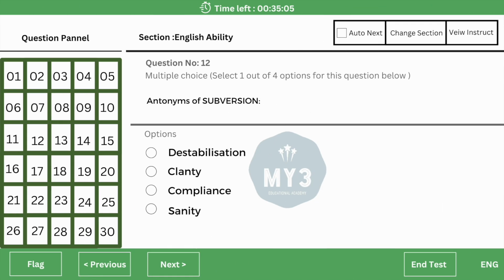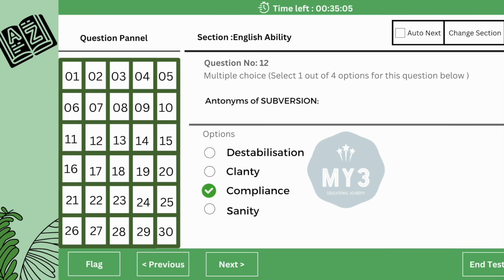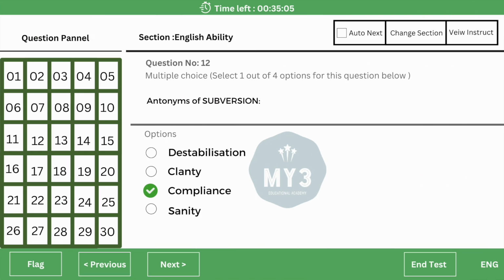If you look at the antonym of subversion, the question is what is the antonym of it. Subversion is basically troubleshooting, or we can say proactive or disloyal. All these are meanings of subversion, but they are asking for the antonym, that means the opposite word. The opposites are going to be loyalty, cooperation, compliance. Here the compliance option is given. So the antonym of subversion is compliance.